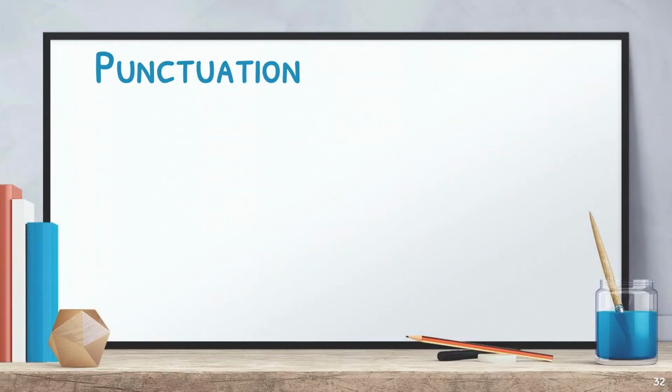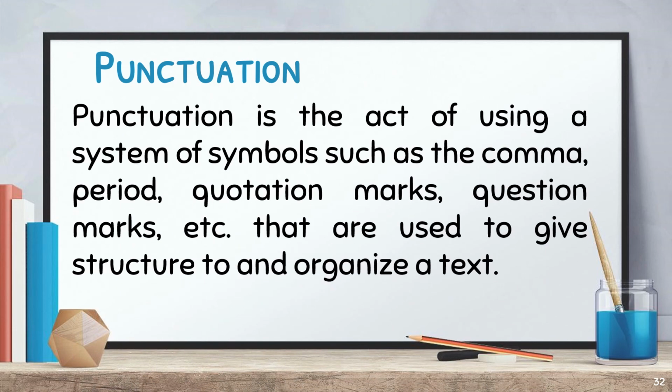Punctuation is also one of the conventions in writing. It is the act of using a system of symbols such as the comma, period, quotation marks, question marks, and others that are used to give structure to and organize a text. The use of punctuation guides the readers regarding how the text should be read.